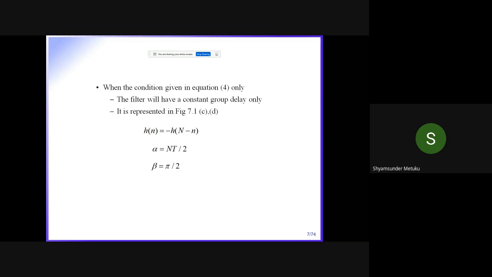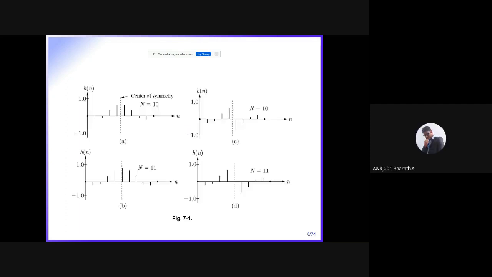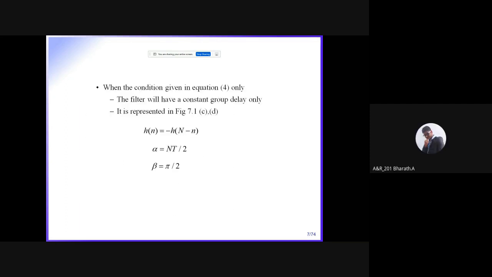Or beta equal to pi by 2. When beta is equal to 0, you will get symmetry, which is A and B. The alpha condition is not changing, alpha remains the same because it should be a constant only. But only h of n equal to h of n minus 1 is symmetry; the negative of the other side is called skew symmetry, or generally anti-symmetry.